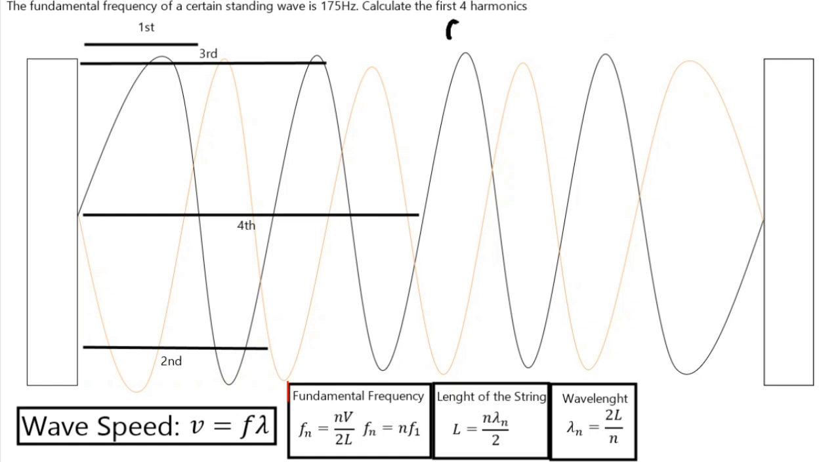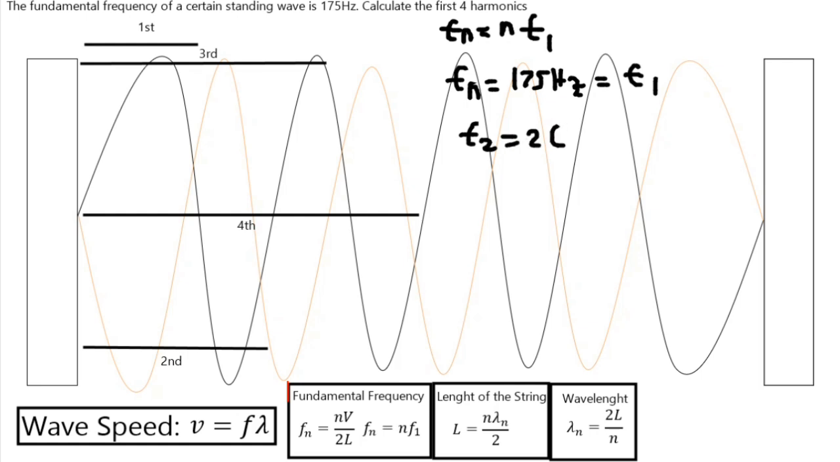Now, the fundamental frequency of a certain standing wave is 175 Hz. Calculate the first 4 harmonics. So we just put here how many harmonics: 1, 2, 3, 4. So we're going to calculate the first four harmonics. To do that, we can use this equation. f sub n is equal to n times f sub 1. So f sub n and f sub 1 are just the same. Just plug in n equals 1. So that's the first harmonic.